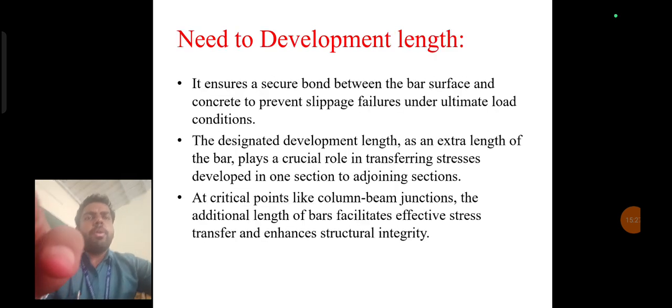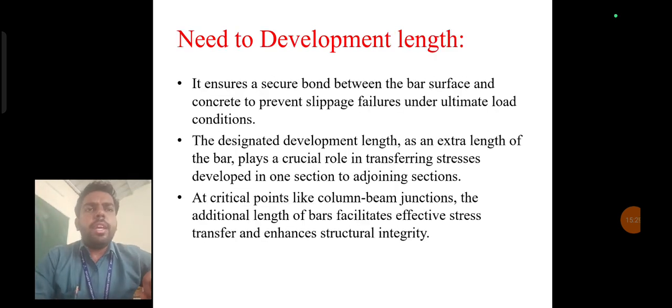What is the need to provide the development length? It ensures a secure bond between the bar surface and concrete to prevent slippage failures under ultimate load conditions. The designated development length, the extra length of the bar, plays a crucial role in transferring the stresses from one section to adjacent sections. At critical points like column-beam junctions, the additional length of the bar facilitates effective stress transfer to enhance structural integrity.